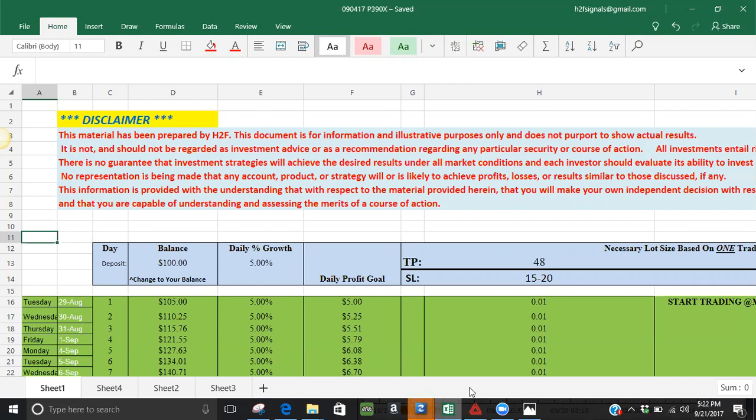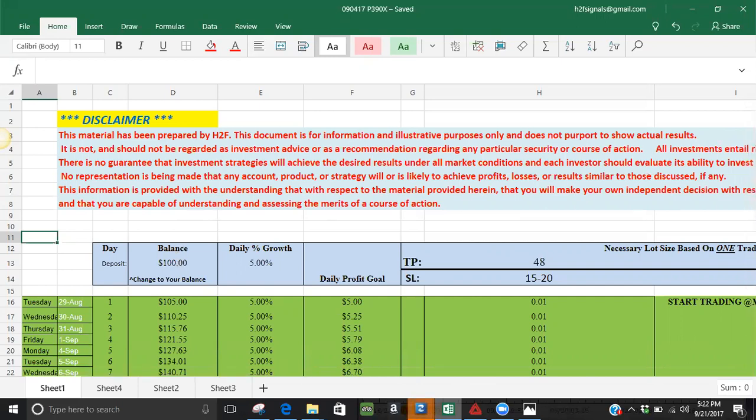The second major point of this P390 Forex is it takes you from being a gambler in the market to a professional trader in the market by putting you on a pathway to predictable profits. So if we take a look here, you start off with a balance of $100. This is an Excel sheet. So whatever your balance is, now in this example, it's $100.